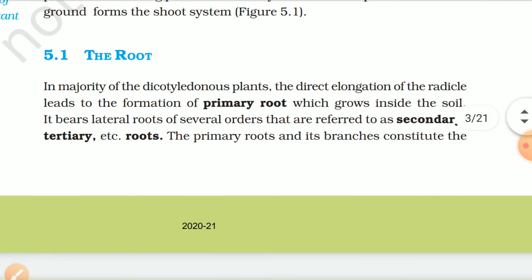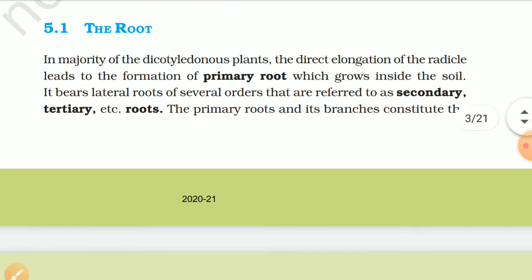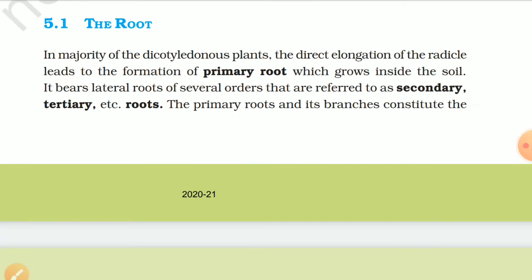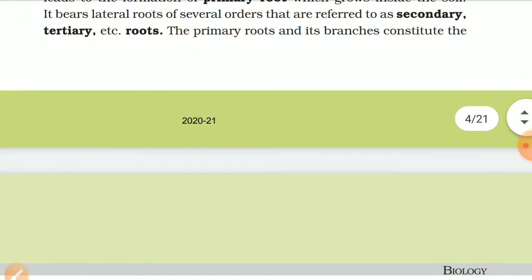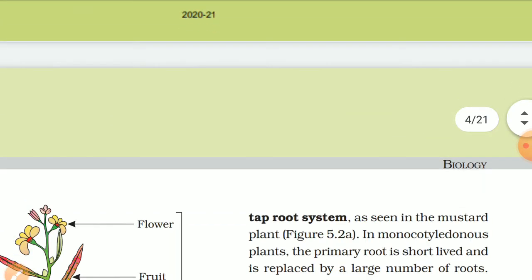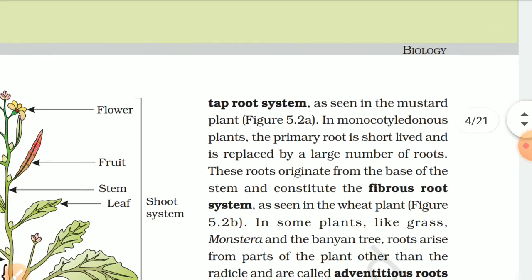In the majority of dicotyledonous plants, the direct elongation of the radicle leads to the formation of the primary root, which grows inside the soil. It bears lateral roots of several orders that are referred to as secondary, tertiary, etc. roots. The primary root and its branches constitute the taproot system, as seen in the mustard plant.